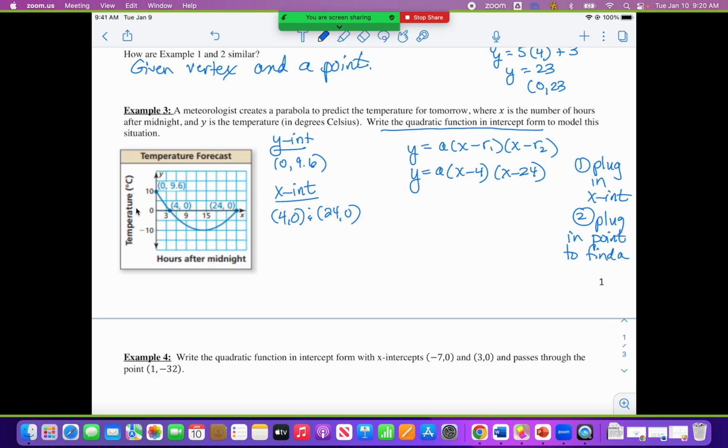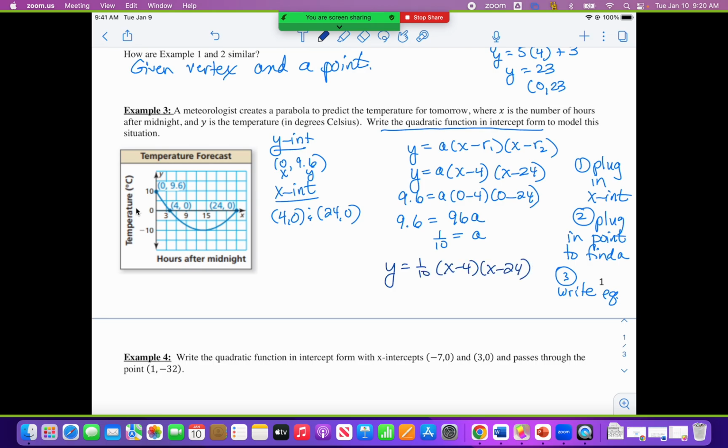So let's do that. This will be my y is 9.6, x is 0, so I'm getting 9.6 equals 96a. Oh, this worked out nice. So a is 1/10. And then step 3 is to write the equation. So I get y equals 1/10, x minus 4, x minus 24.